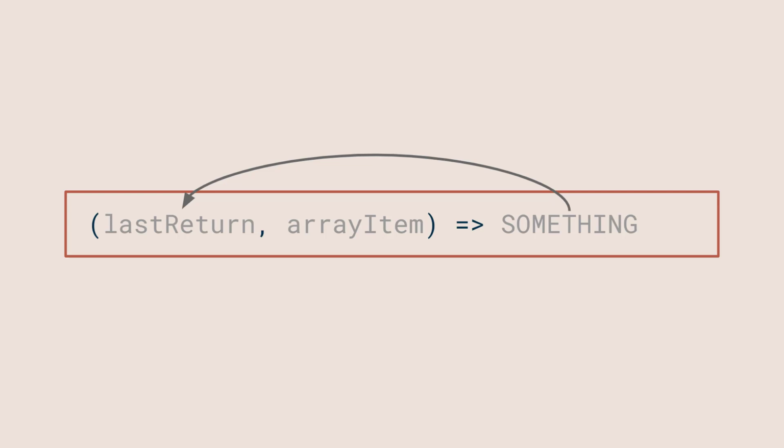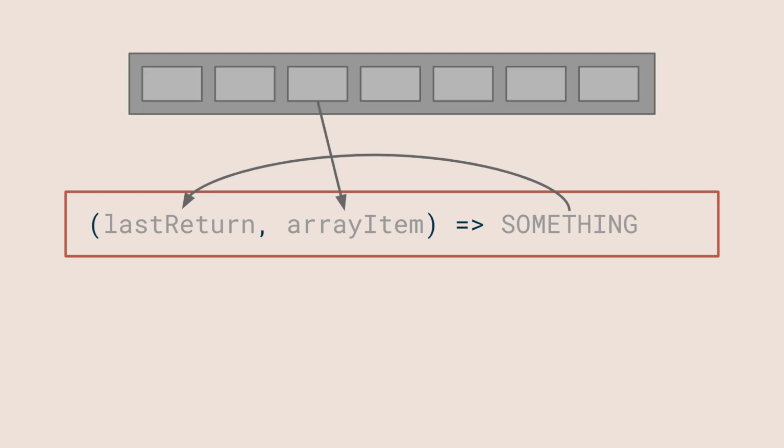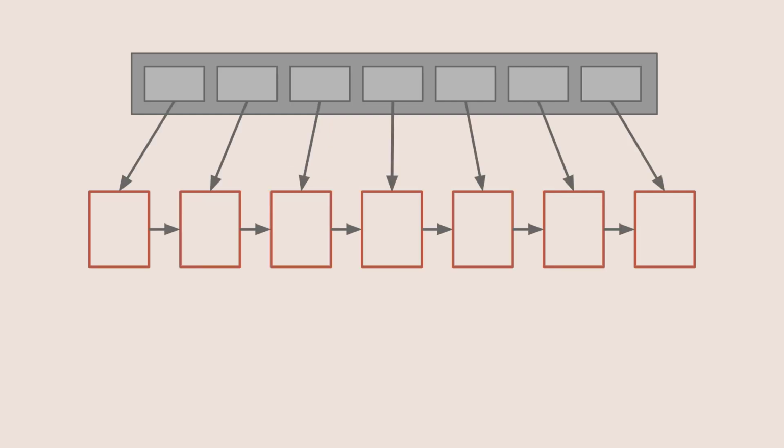So it goes from the return of the previous call to this function into that last return parameter, or whatever you have named that first parameter. For example, if the reduce array method calls this callback function with the third array item, whatever was returned from the call with the second array item will go into that last return parameter. One way of visualizing this would be like this. We have a bunch of calls to that callback function. Each one is getting an array item and whatever was returned from the previous call.